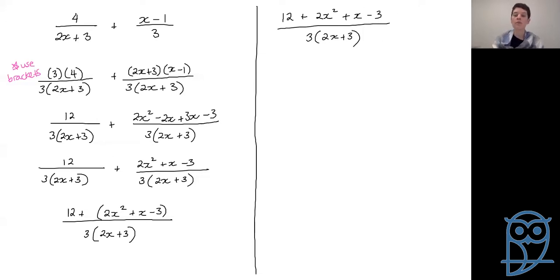So sorting out the top. Remember, we always would prefer to give a quadratic ax squared plus bx plus c. So 2x squared plus x. 12 minus 3 gives us plus 9 over 3 times 2x plus 3. And in this case, the top of that fraction doesn't factorize. So our simplest form for this addition is this 2x squared plus x plus 9 all over 3 times 2x plus 3.